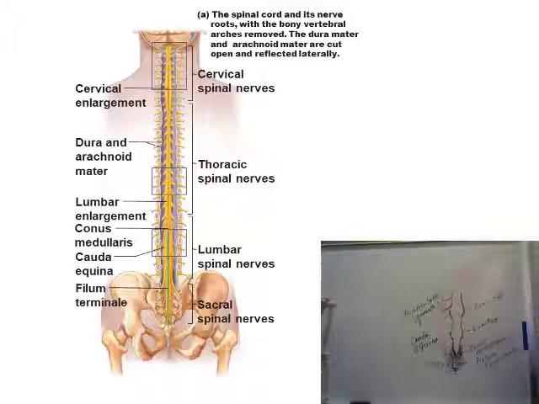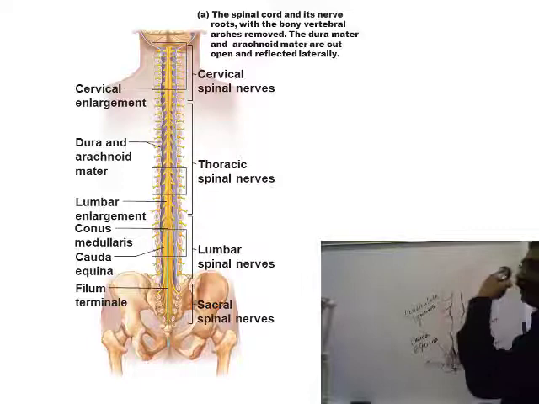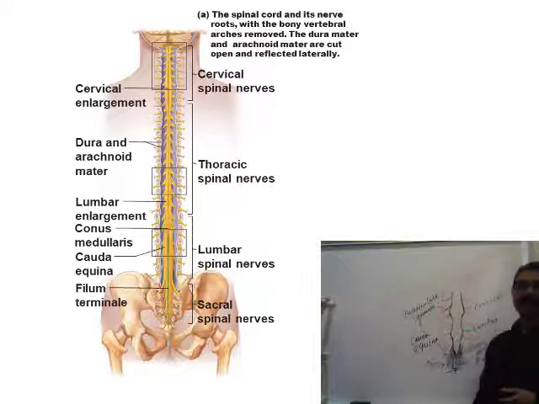So those are the things you should be able to see from outside. Here you see two enlargements or expansions, cervical enlargement and lumbar enlargement. Okay? And you see other structures here.